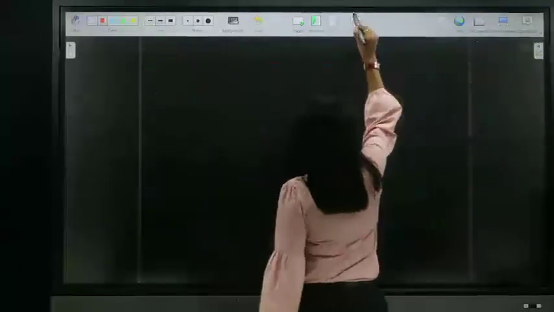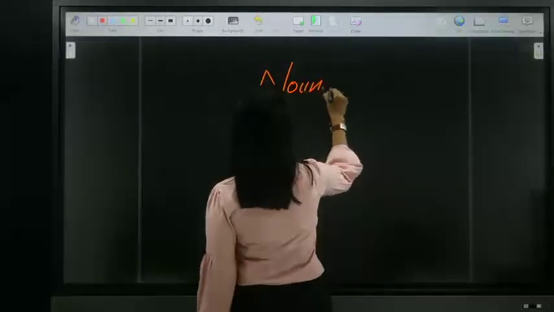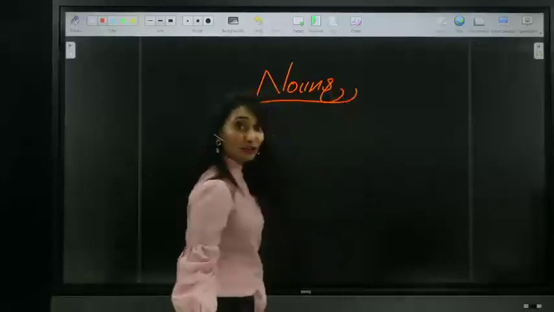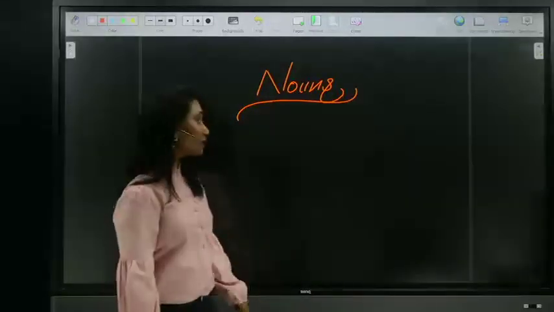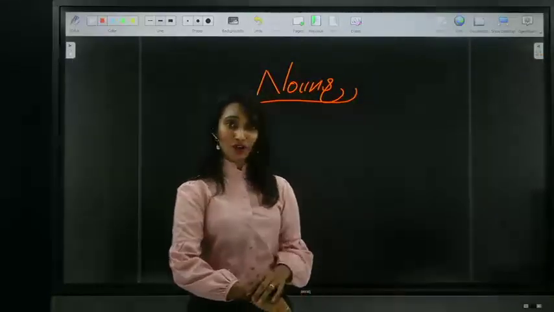So you have understood the concept of nouns and you are doing better in the application part. It's a good thing. So I hope there are no doubts in this concept of nouns.